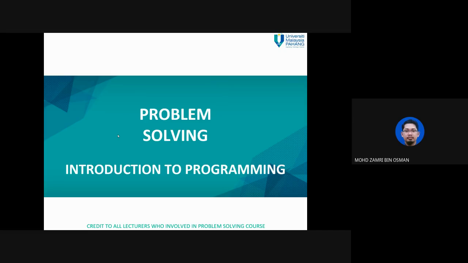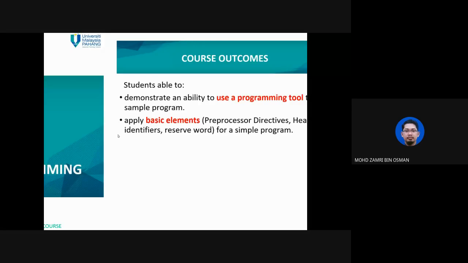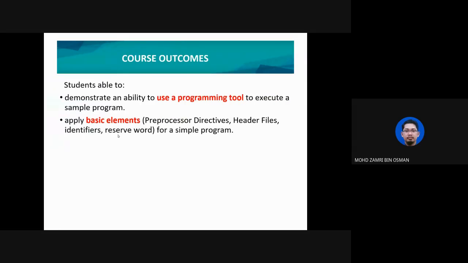Okay, so we move on to chapter 7, which is on the introduction to programming. The outcome of this chapter is to enable students to demonstrate an ability to use programming tools to execute a simple program and also apply basic elements, which are the preprocessor directive, header files, identifiers, and reserved words, in a simple program. In this lesson, I will give you some samples of programs in C programming.